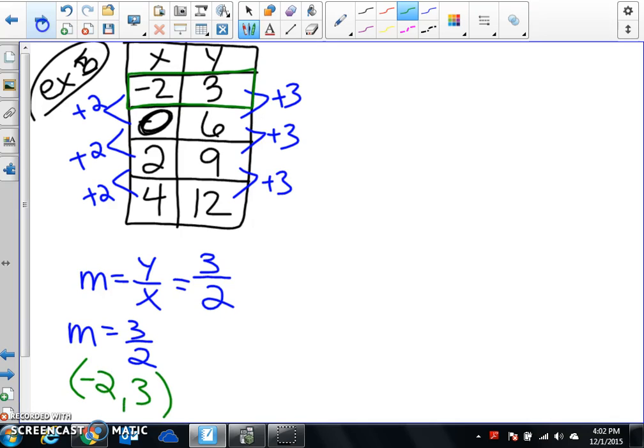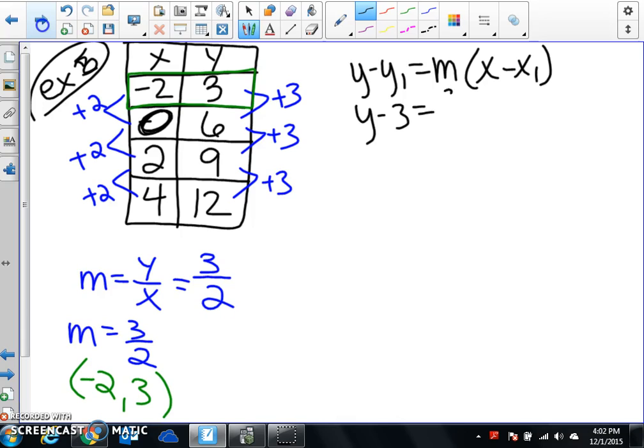Negative 2, 3. All right, so now we start by using point slope form. Y minus y1 equals m times x minus x1. Y minus 3 equals 3/2 times x minus negative 2. Okay, make that a plus. This is now in point slope form.